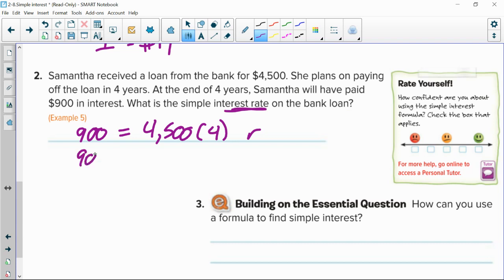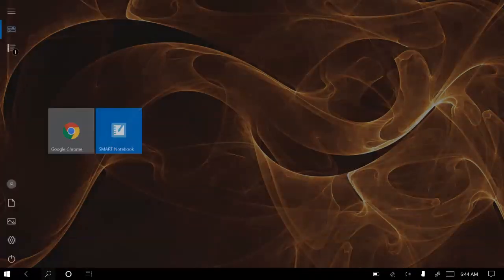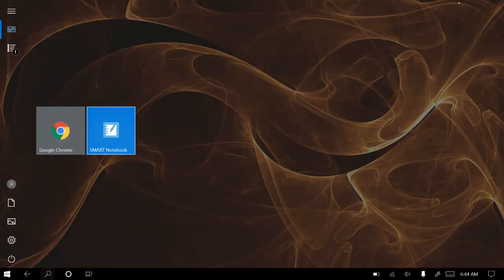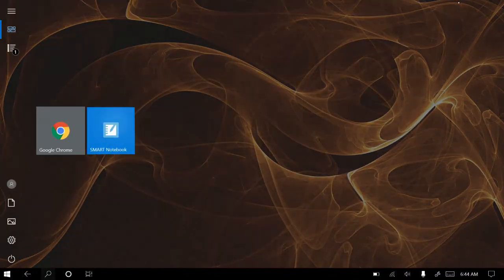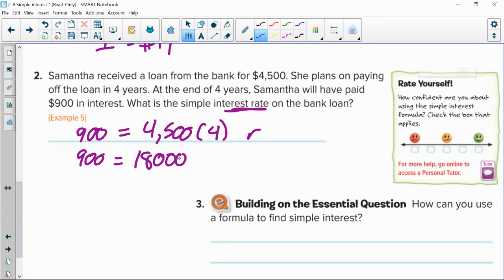Okay, so we're taking 900, divided by 1800, was it? How many zeros was it? Make sure. I think I need one more zero. Yep, 18,000. It's a nice thing about the calculator, you can always go back and look. Divide by 18,000. See, I'm showing my algebraic work. So R equals 5%.